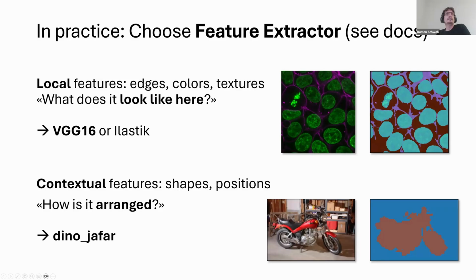So local features like edges, colors, textures, if this is the main property of your image or the main property that you need for solving your segmentation tasks, then we recommend just use the default feature extractor that we have in Convpaint, which is a CNN called VGG16, or you can actually switch to Elastic if you're interested, or try out both and take the one that works better. If you're interested, as I said, in contextual features like shapes, positions, and more the question, how is it arranged, use Dino Jafar.